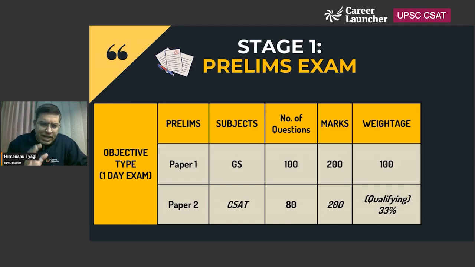Usually cutoff varies between 90 to 105 marks in the GS paper. In the CSAT paper, as I told you, you have to score 33% marks. That means 66. So you have to solve 27 correct questions, provided you have not marked any question incorrect. Why? Because for every incorrect question, both in paper 1 and paper 2, there is 1/3 negative marking. So that's about the structure of the prelim examination.